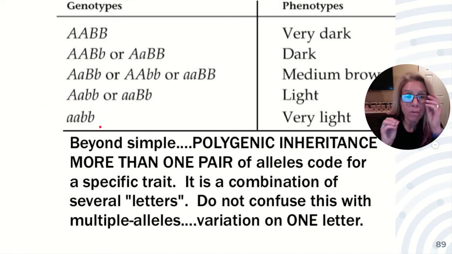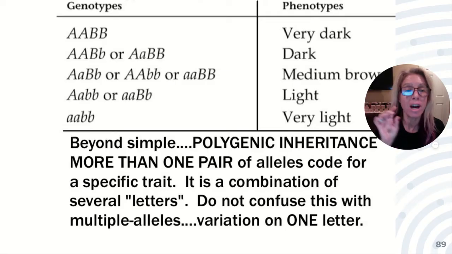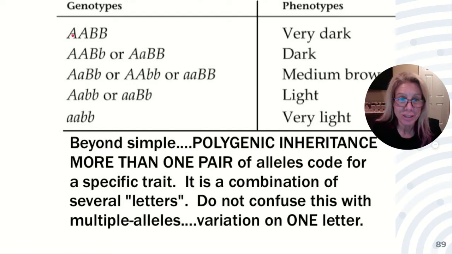Now, how is this different from multiple alleles? Remember, multiple alleles would say that there's variations on the I, right? You could have big I^A, big I^B, or little i. So variations with one pair of alleles. That is multiple alleles, right? It's just not big A and little a, or big I and little i. Polygenic is multiple genes.